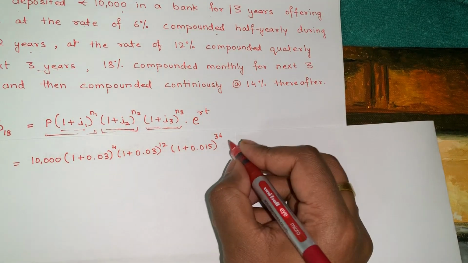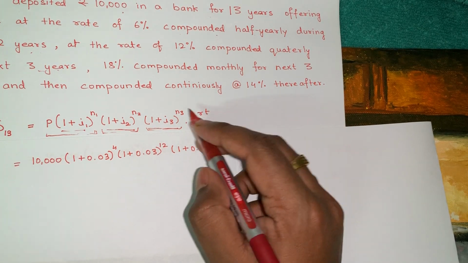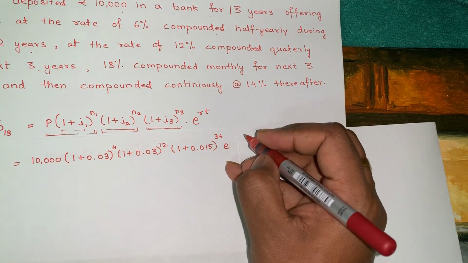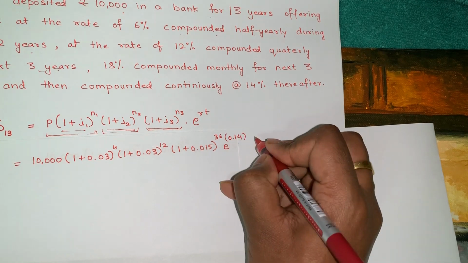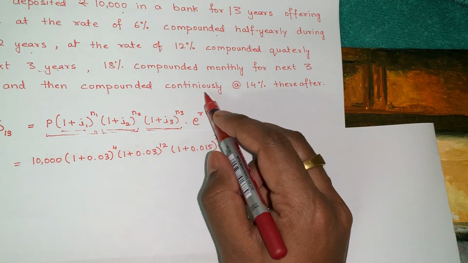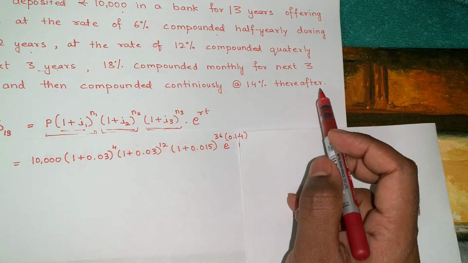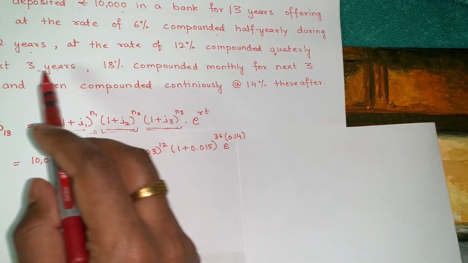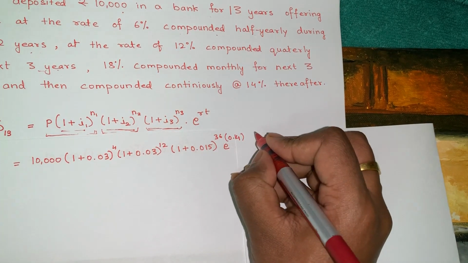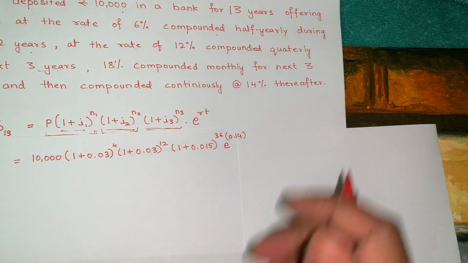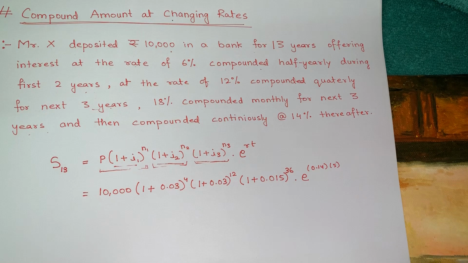Next we have e to the power rt. R is the rate at which interest is being compounded continuously, which is 14%. So here it becomes 0.14 in brackets multiplied by time. What is the time period for compounded continuously? The time period for compounded continuously is the remaining time period, which is 13 minus 2 minus 3 minus 3, which is 13 minus 8, which makes it 5 years. So the third time period is 5 years. So this becomes e to the power 0.14 multiplied by 5.